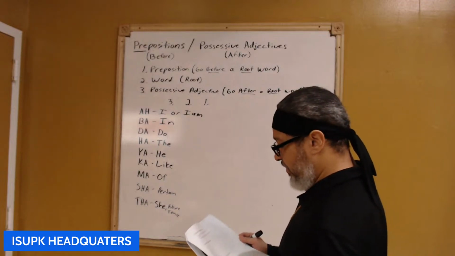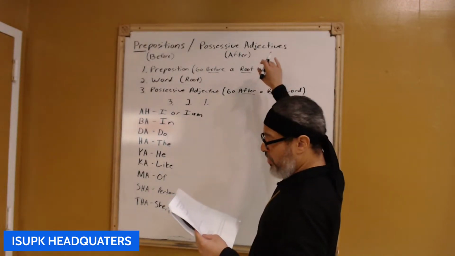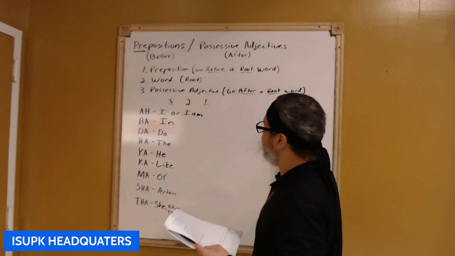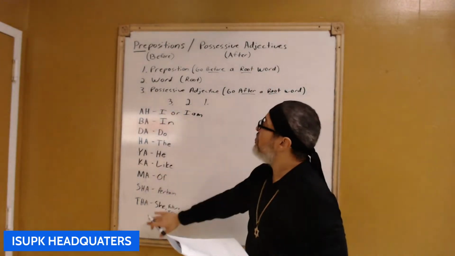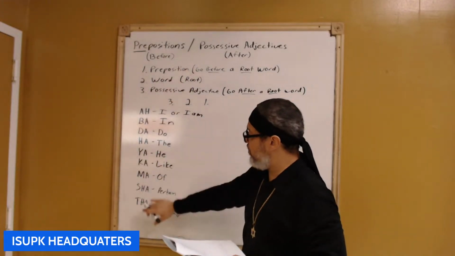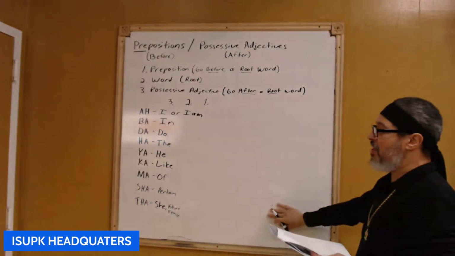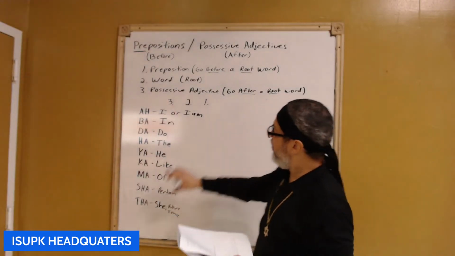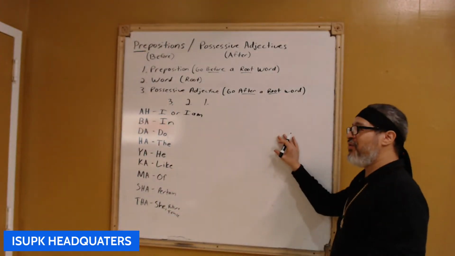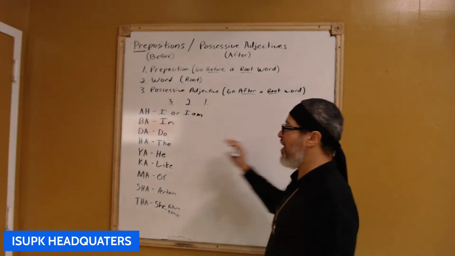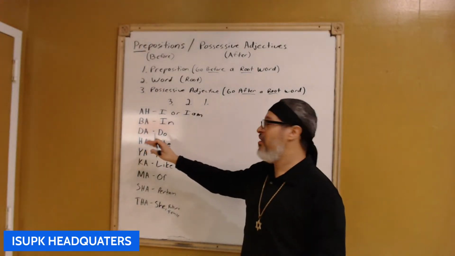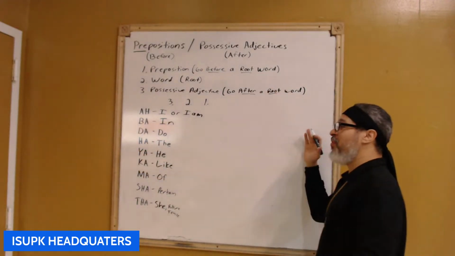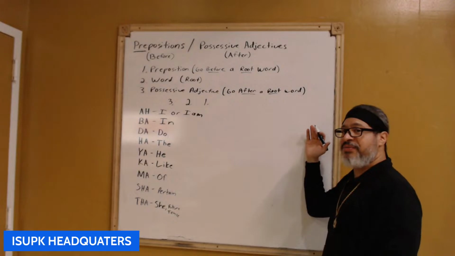Next, we have the possessive adjectives that come after. So this is the beginning: these are prepositions, pre-words. Now we're going to do words that come after. You're going to see a lot of the same letters we use here also appear there, so the same letter could have two different meanings. If it's in the beginning of the word, it could mean something, and if it's at the end of the word, the same letter means something else.